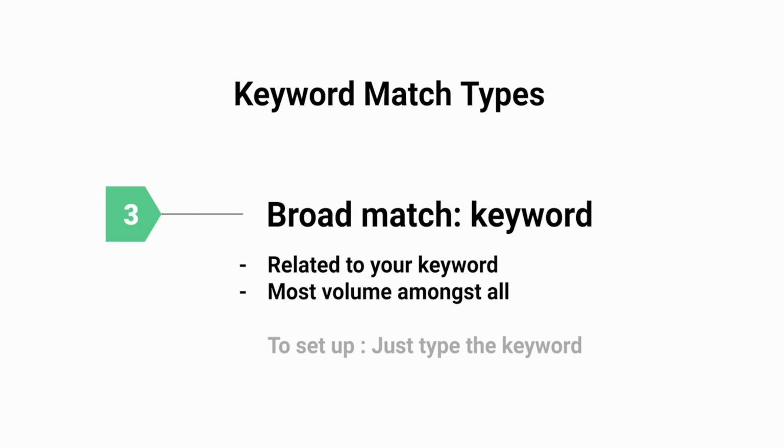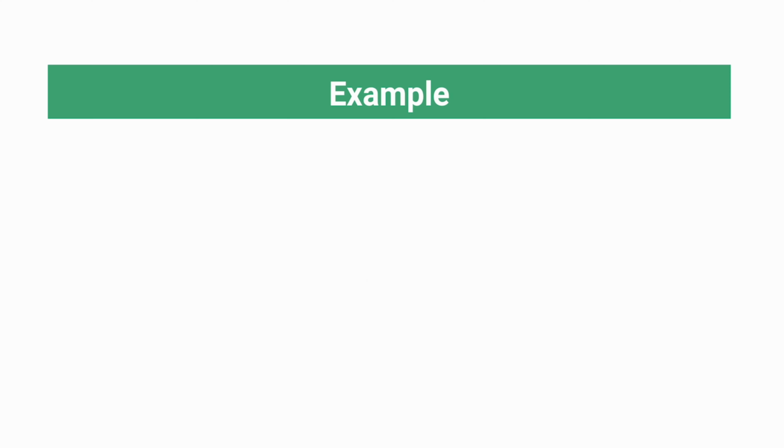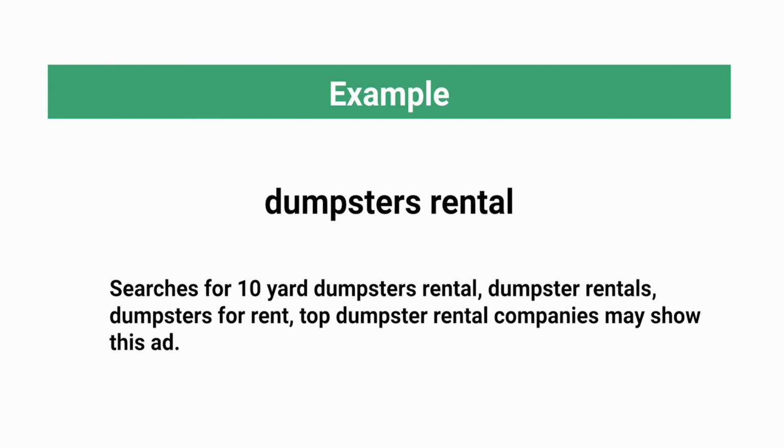To set up, just type the keyword as you would on the Google search without any special characters. That will trigger the broad match type. An example for broad match could be dumpsters rental. Searches for 10-yard dumpsters rental, dumpster rentals, dumpsters for rent, top dumpster rental companies may trigger this keyword and show the ad, and hence the broadest volume of search.